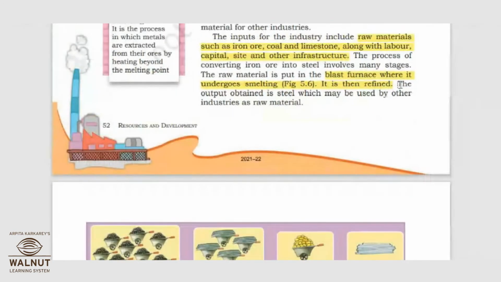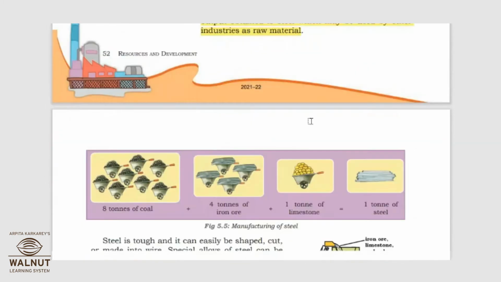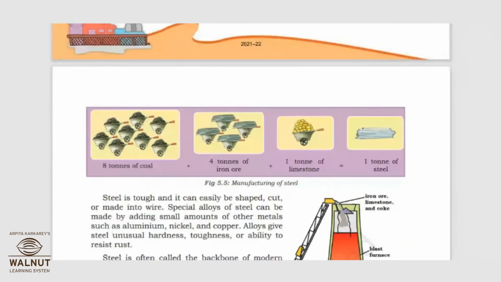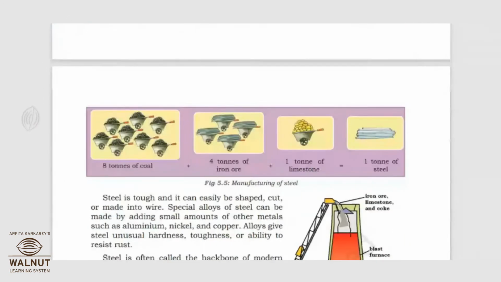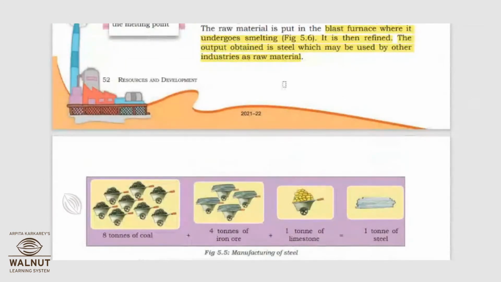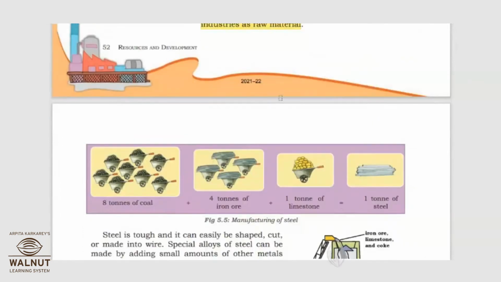And then this last sentence is very, very important. The output obtained is steel, which may be used by other industries as raw material. This is very important. So we can directly use iron and steel, but many other industries are using iron and steel as their first basic raw material.